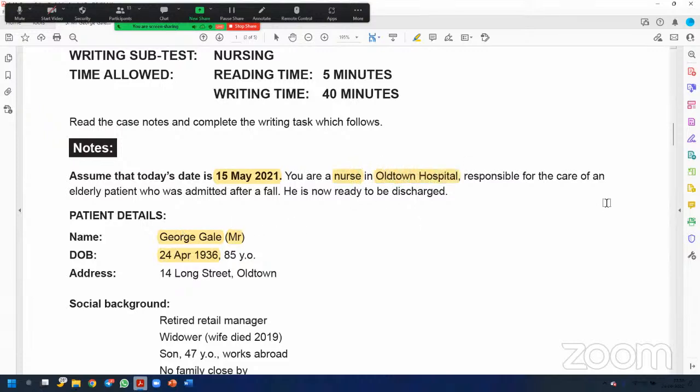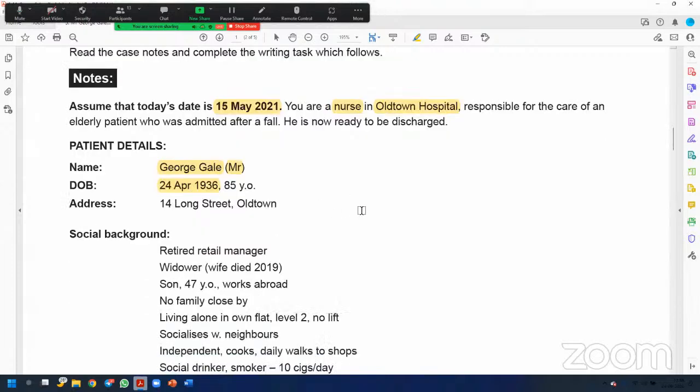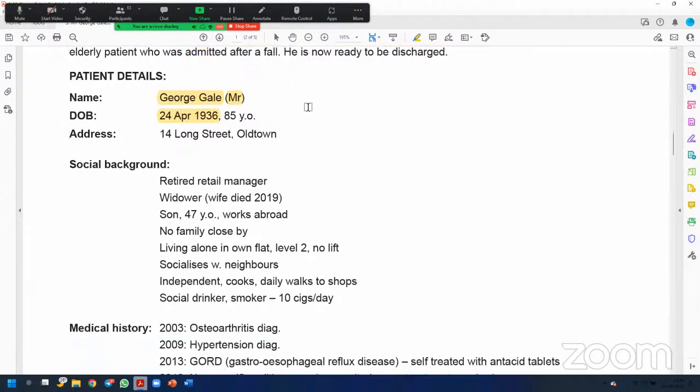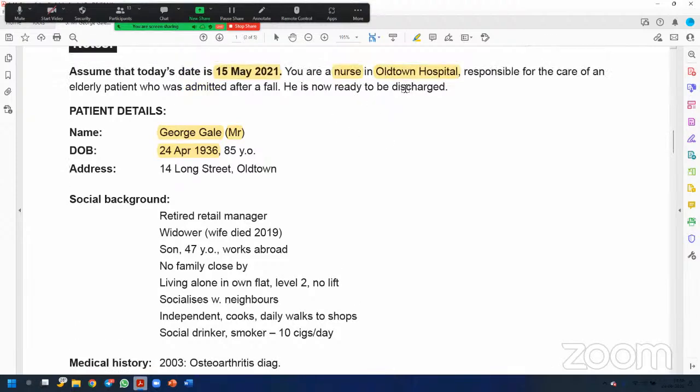Responsible care of an elderly patient who was admitted to the inpatient ward is now ready to be discharged. Inpatient ward or outpatient ward or medical ward or whatever you want to see here. Admitted, that is what you have to see there. Right. Is now ready to be discharged.